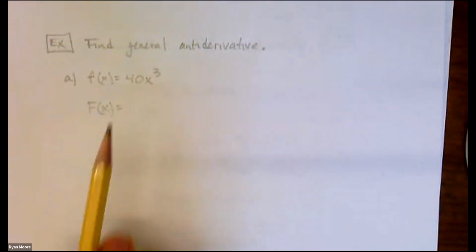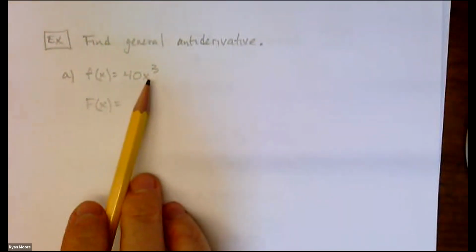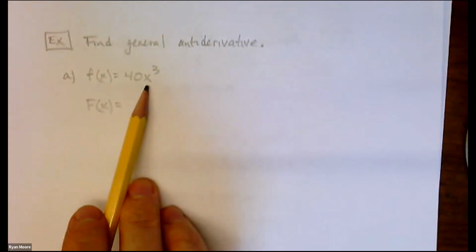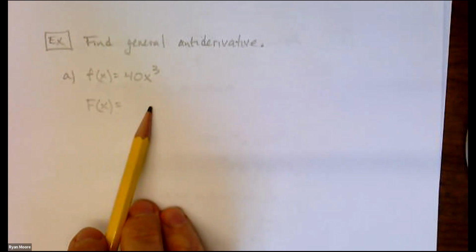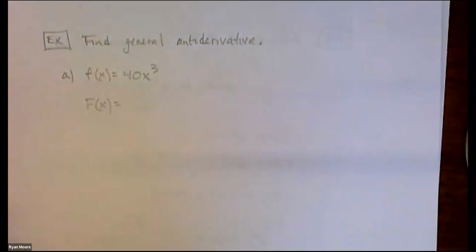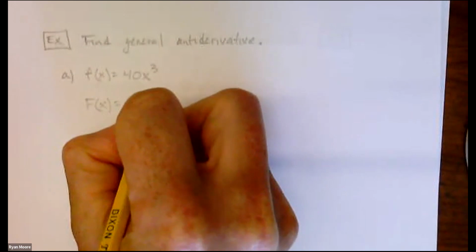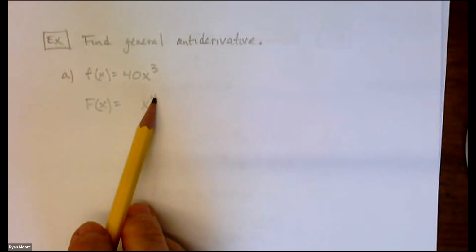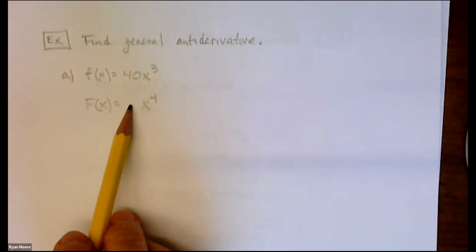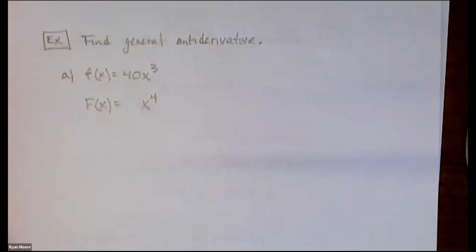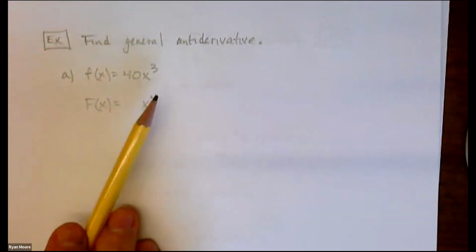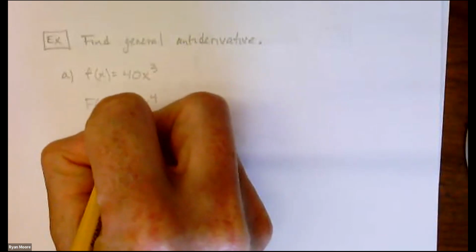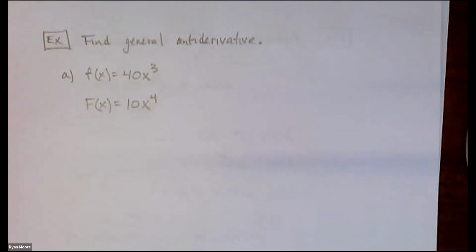If we are seeing an x cubed as a derivative, what must that have come from? What power of x? Well, it must have come from x to the fourth. Then if we were to perform the derivative, the 4 would multiply down and the result would be 40. So what did it multiply with? Well, had to be 10, right? 10x to the fourth.